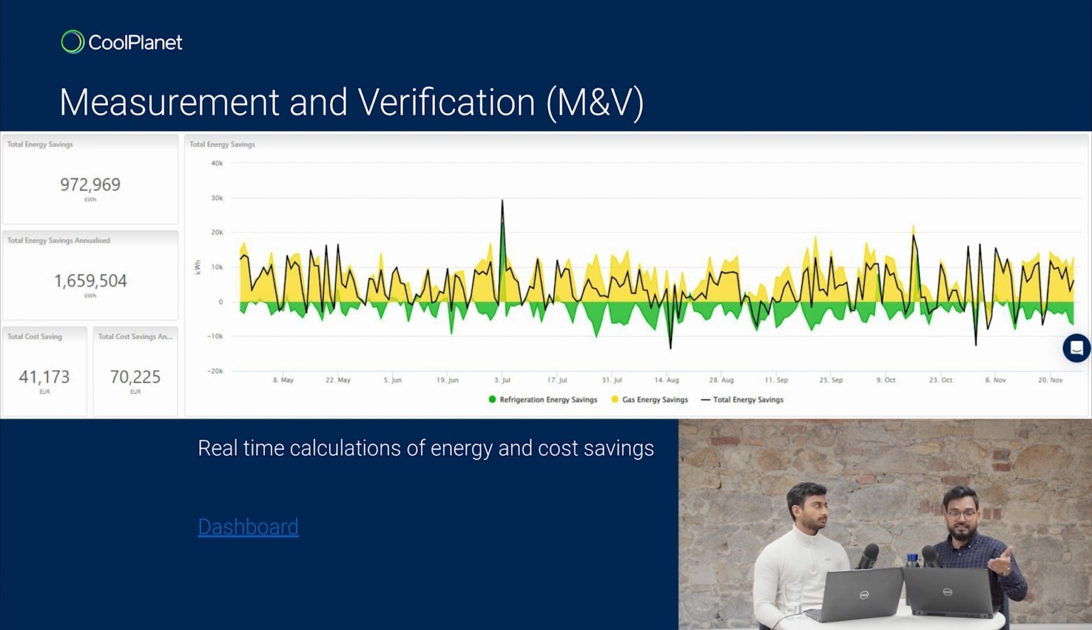And that brings us to the next step of M&V, or measurement and verification. You can see there's a baseline, and then there's total energy savings, and then we are able to see how much we have improved. And according to the standard, we should be able to see that.